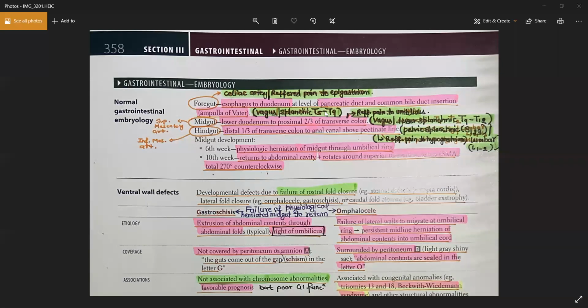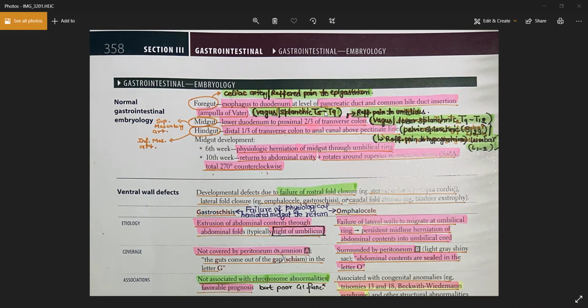Then comes the hindgut, from the distal 1/3 part of the transverse colon up to the rectum, just above the pectinate line of the anal canal. It is formed by the hindgut.